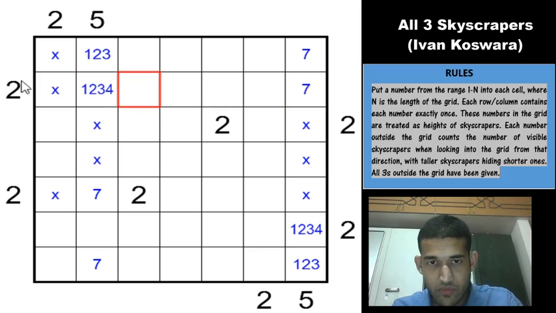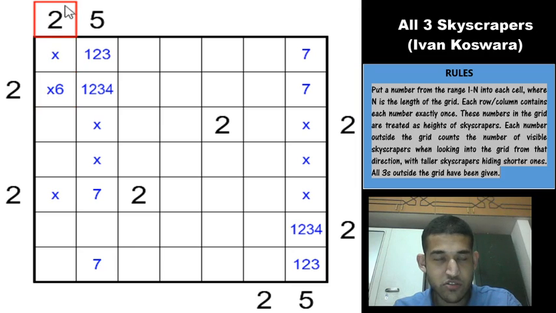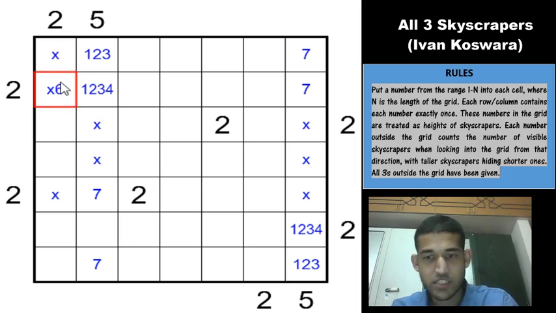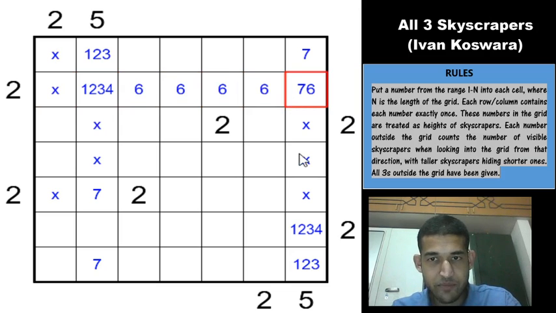So let us look, for example, at this row and try to restrict the position of 6. Can you have a 6 here? No, right? If you have a 6 here, then this 2 clue will be violated, because you can either have the 7 in front, which is not possible, or if you have the 7 behind the 6, then you will see 3 buildings in that direction. So 6 cannot be here. So 6 can be in any of these cells, right?